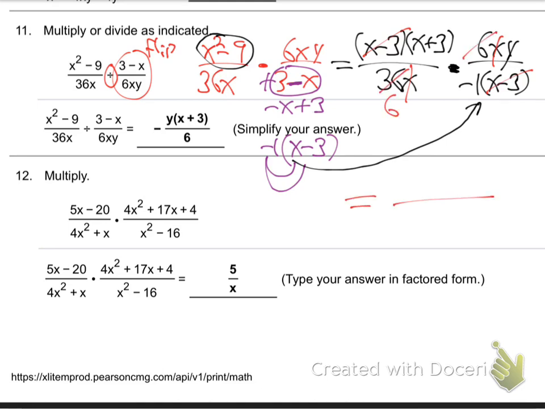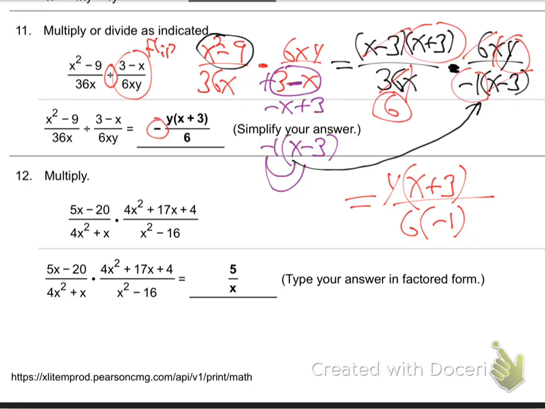What are we left with? On the bottom we have a 6 and a negative 1. That's it, huh? On the top we have an x plus 3 and a y. Like that. Now, on the bottom, they pulled the negative out to the front. That's fine, because this is negative 6 on the bottom. Right? You could just make 6 times negative 1. That's negative 6, and that's fine to leave it on the bottom, or you could pull it out to the front like they did. Either way. That makes sense?